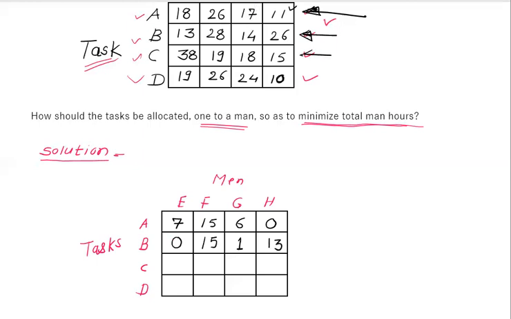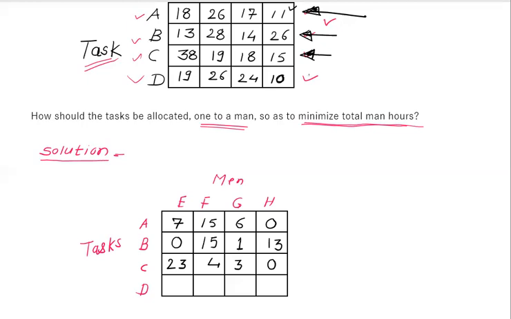Now the third row: 38, 19, 18, 15. The smallest entry in the third row is 15. Subtract 15 from all the numbers in the third row, we get 15 minus 15 is 0, 18 minus 15 is 3, 19 minus 15 is 4, and 38 minus 15 is 23.